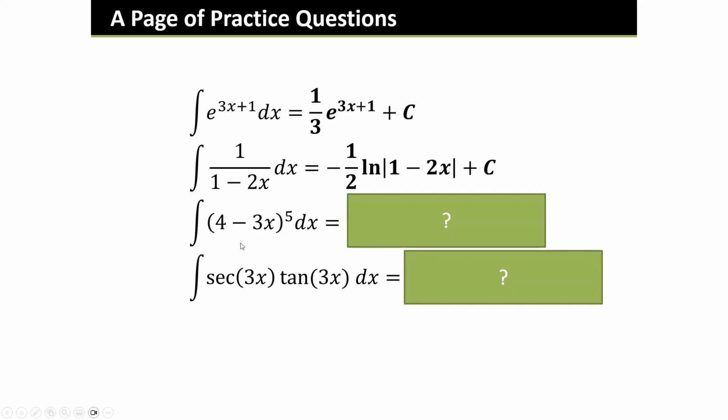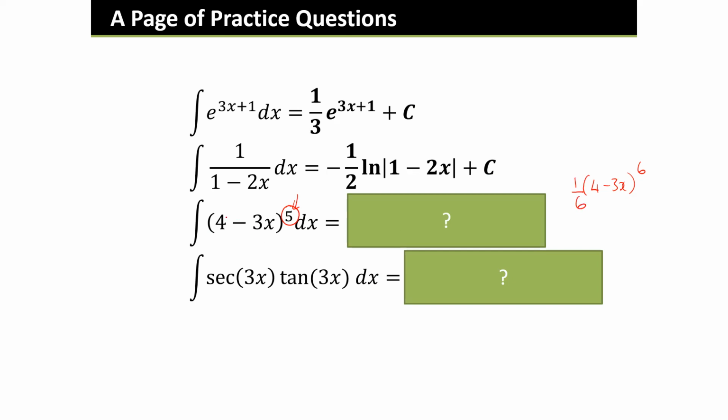Wait, no, this is integrating. Can we go through this one together? Yeah, certainly. So when you're integrating, you add 1 on and divide by the new power. So we're going to think about this outside function. So we need to add 1 on. So my first guess will be leaving alone, add 1 on, and then divide by the new power.